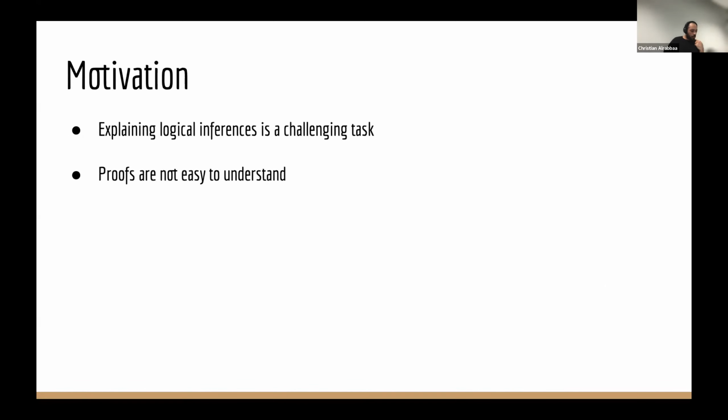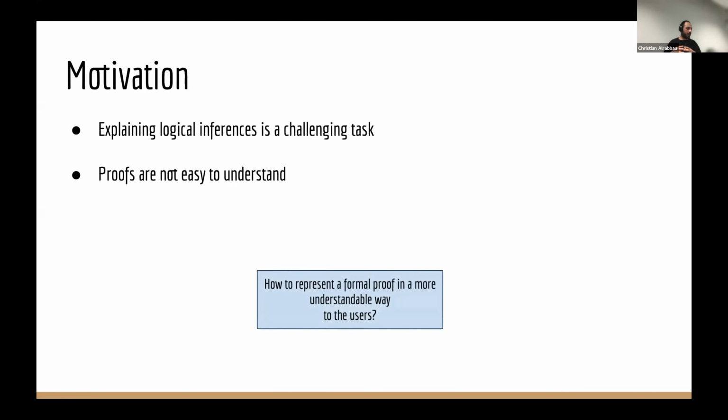Now, what I'm hoping to convey here is that explaining these logical inferences is not a straightforward task. And in these examples, these proofs were relatively small. So once they get larger, it becomes even harder to understand what they are saying. And this now leads us to a more specific question: how can we represent these formal proofs in a more understandable way for users?